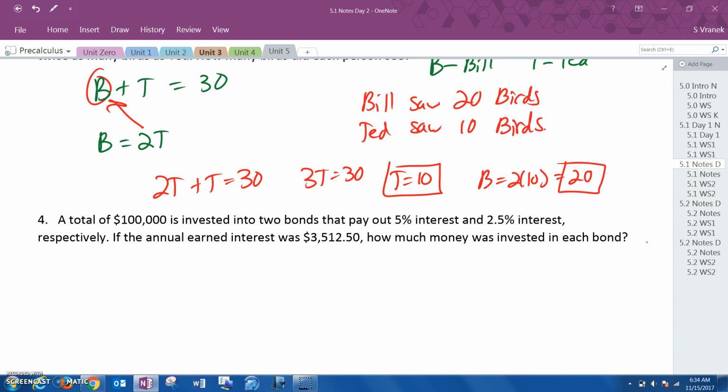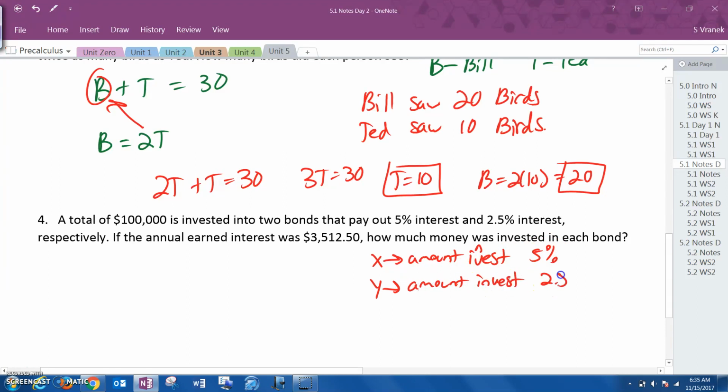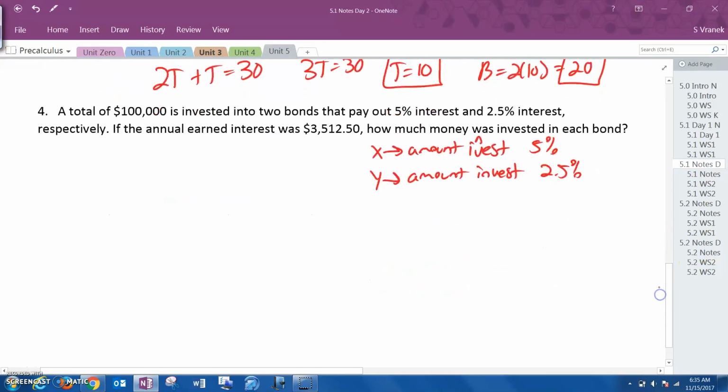I don't know. So anyway, let's say that X is the amount invested in the 5%, and Y is the amount that you invest in the 2.5%. We know that the amount invested in one and the amount invested in the other has to equal my $100,000, because that's how much money I have to invest.